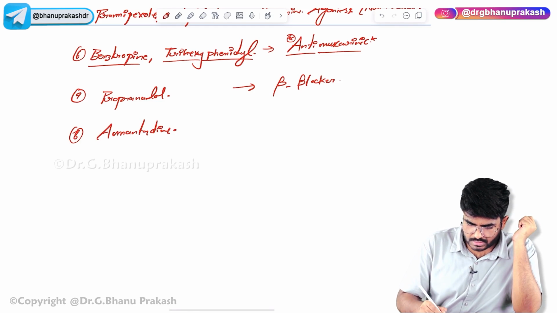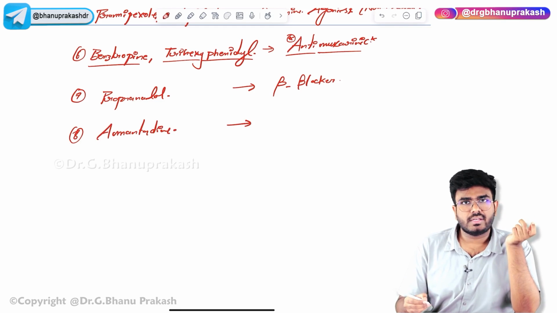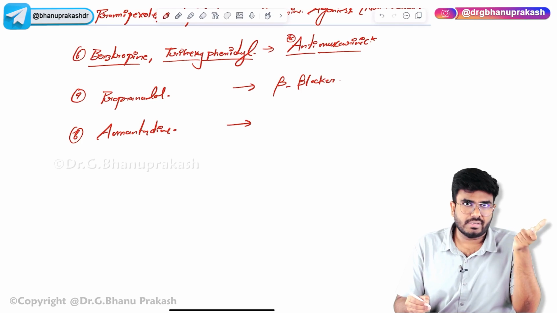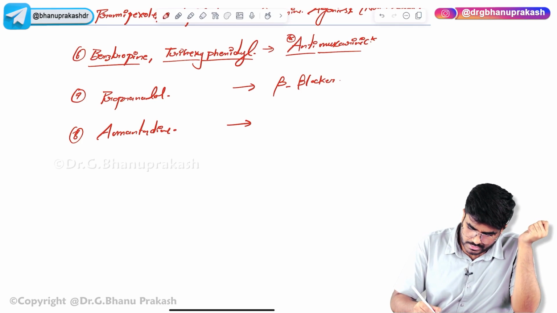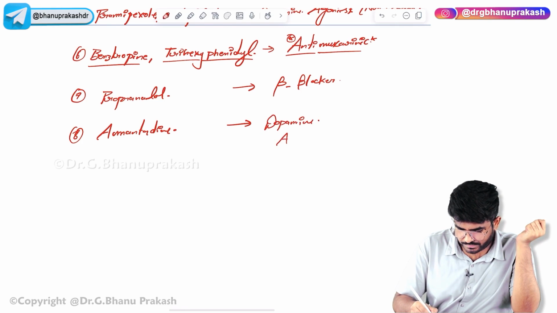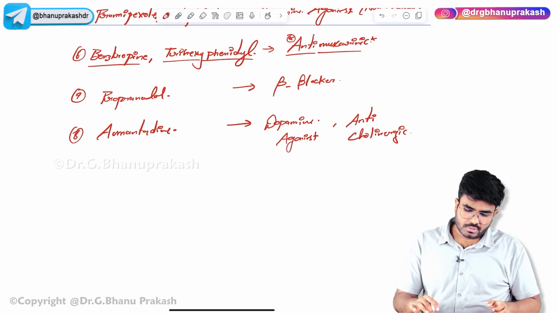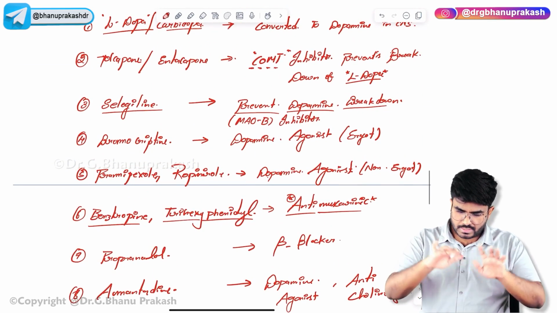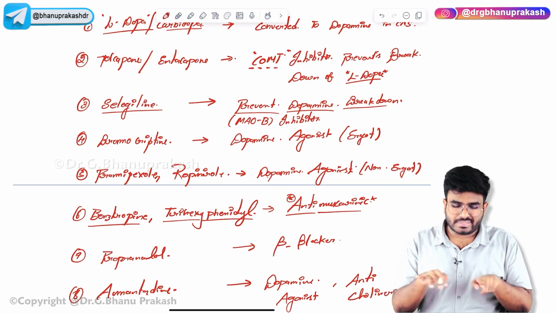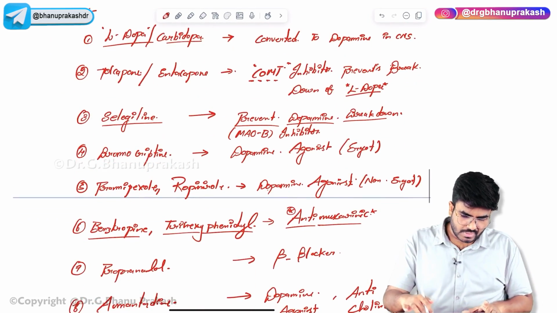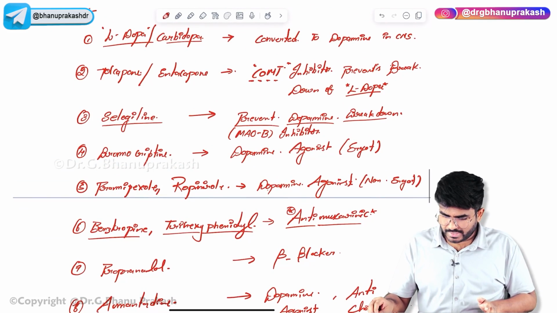Okay, amantadine. So what exactly is amantadine? It's an antiviral drug, right? Most of you know it as an antiviral. Okay, so amantadine is also a dopamine agonist. It's also antimuscarinic, or anticholinergic.